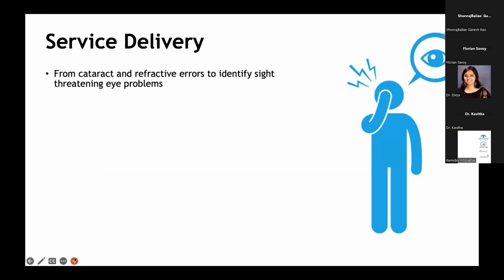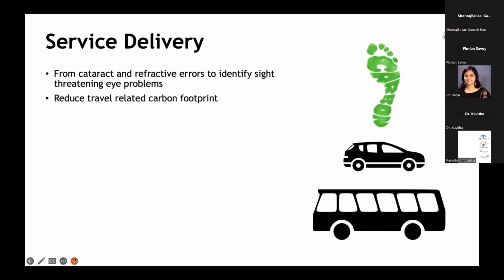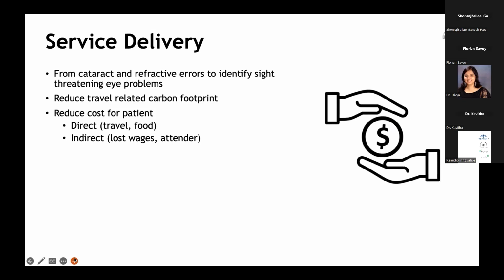So first, regarding service delivery, we have moved from cataract and refractive errors to identifying sight-threatening eye problems. These vision centers reduce the travel-related carbon footprint, and they reduce the cost for the patient, both directly in terms of travel expenses and food expenses, and also indirect costs like loss of wages and attendant required. To bring the attendant also loses a wage of that day. And also early diagnosis reduces the cost and improves the outcome for the provider.